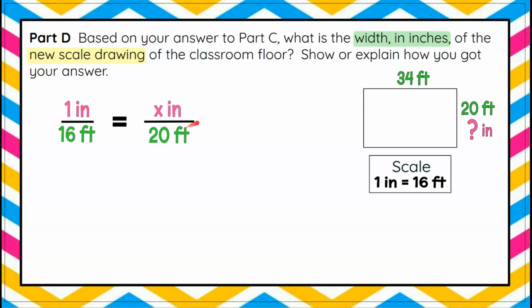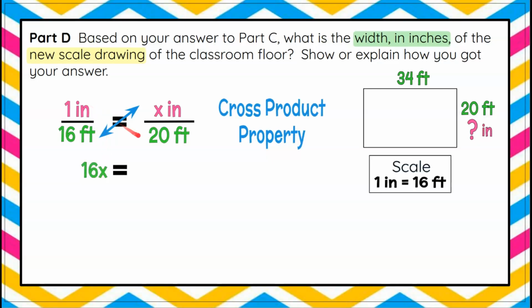Now I'm going to use a different method to show you what to do. We're going to use the cross product property. So we're going to do 16 times x, which is 16x, and then cross and do 1 times 20, which is 20. To solve for x, I'm going to do the inverse of multiply by 16 and divide by 16, and what I do to one side of an equation, I must do to the other. 16 divided by 16 is 1, giving me 1x, or just x. And that is equal to 20 divided by 16. In your calculator, 20 divided by 16 equals 1.25.